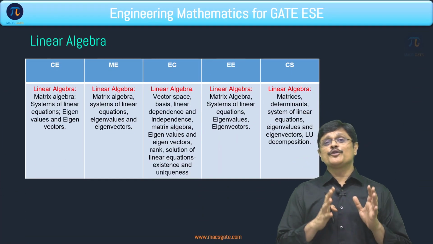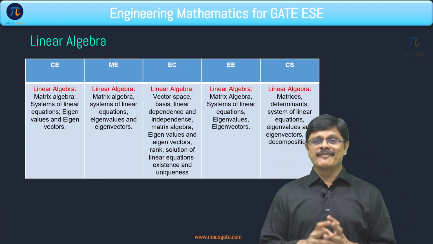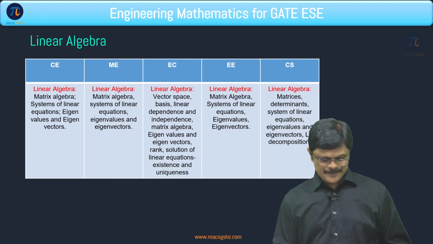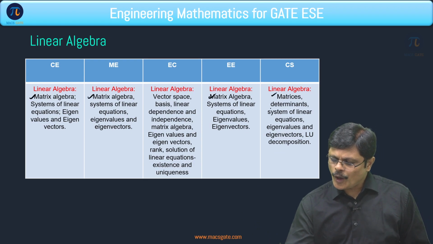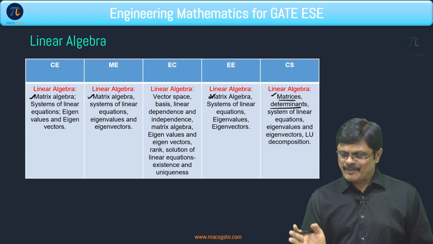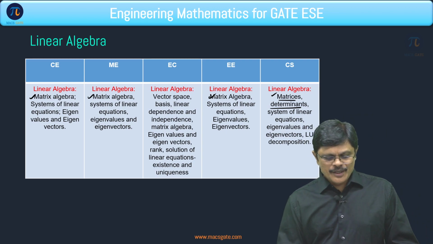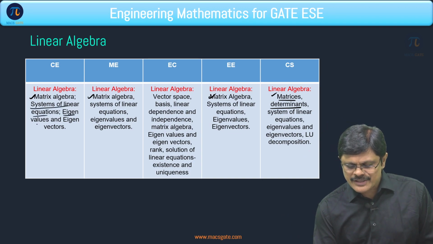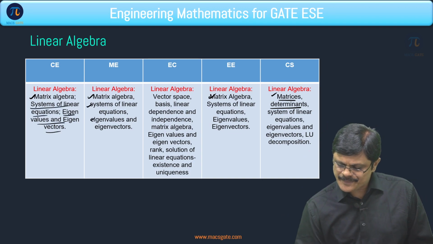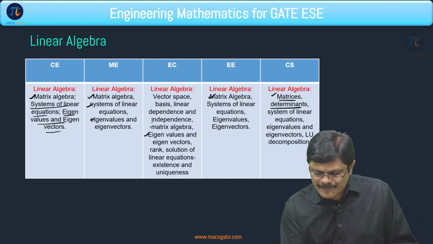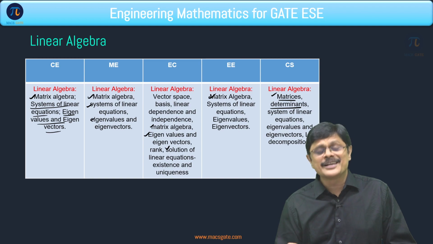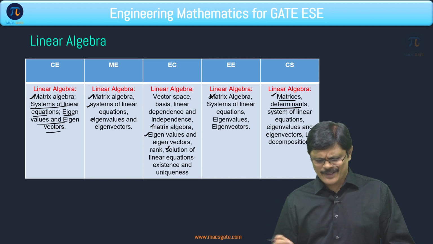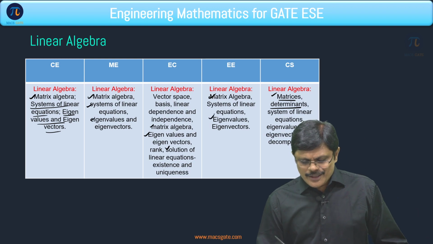And if you compare the syllabus of linear algebra in various branches, it is like this. If you observe, matrix algebra is mentioned in almost all the branches except for electronics and communication. You can find system of linear equations and eigenvalues, eigenvectors mentioned in almost all the branches. Even here matrix algebra is mentioned, but in a different order. Eigenvalues and eigenvectors is mentioned, and system of linear equations is written as solution of linear equations. Everything is the same. Am I clear? So, the syllabus is common.